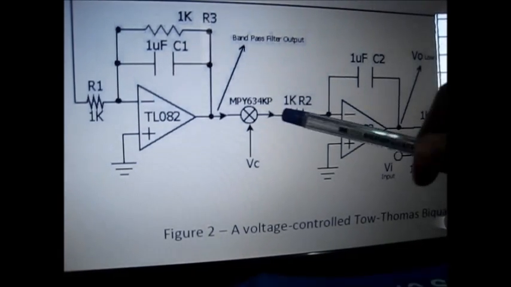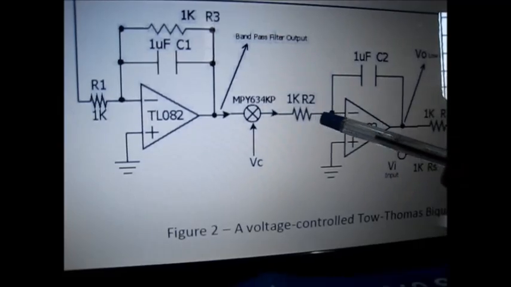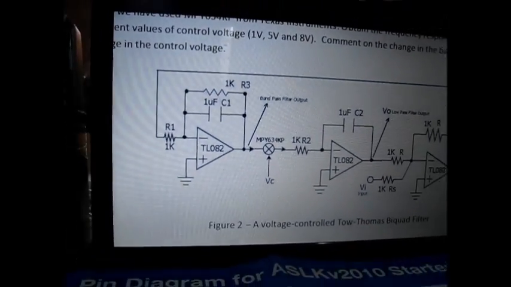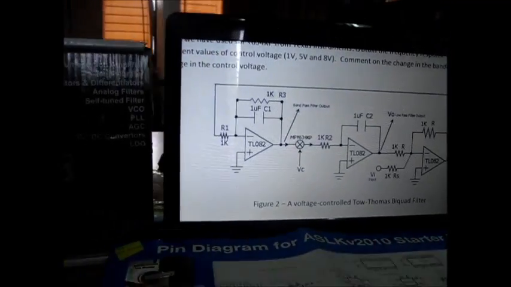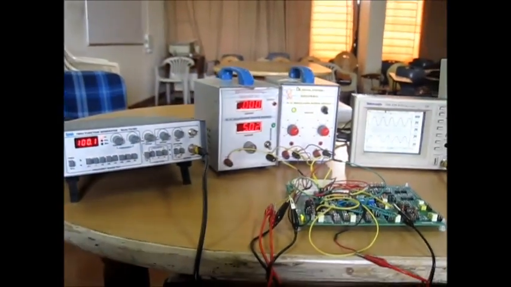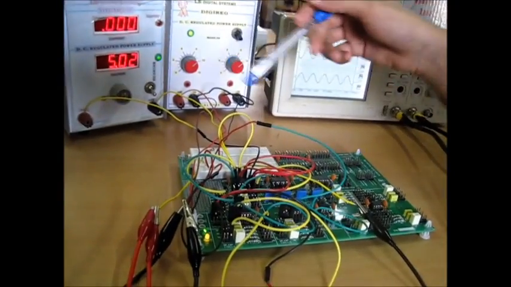The output of the multiplier is equal to the product of the 2 inputs divided by the reference voltage, which is considered as 10 volts. This is according to the Analog Systems Lab Manual. Now you can see the actual implementation of the circuit. We have taken VC equal to 5 volts.